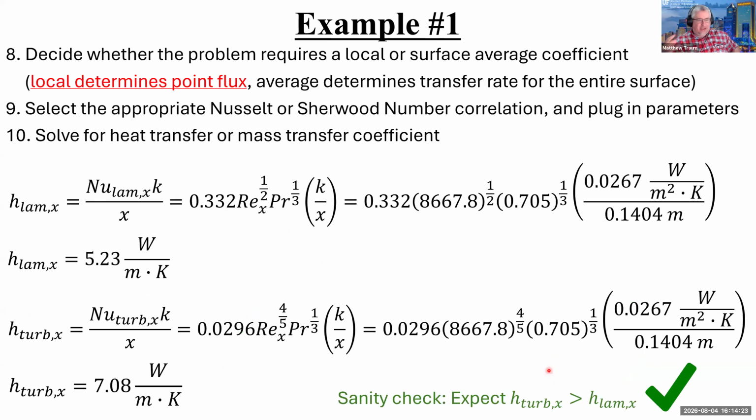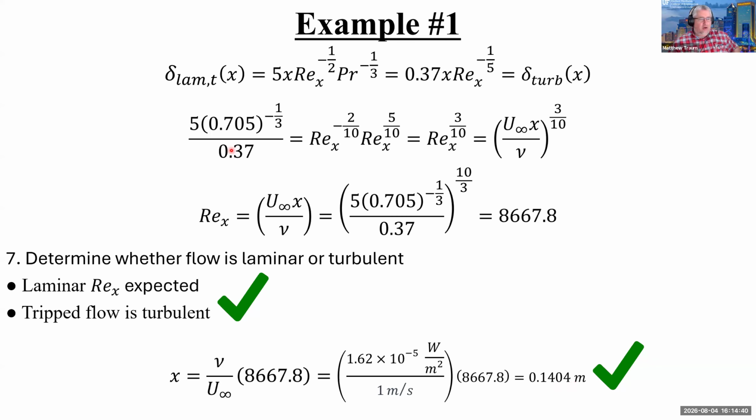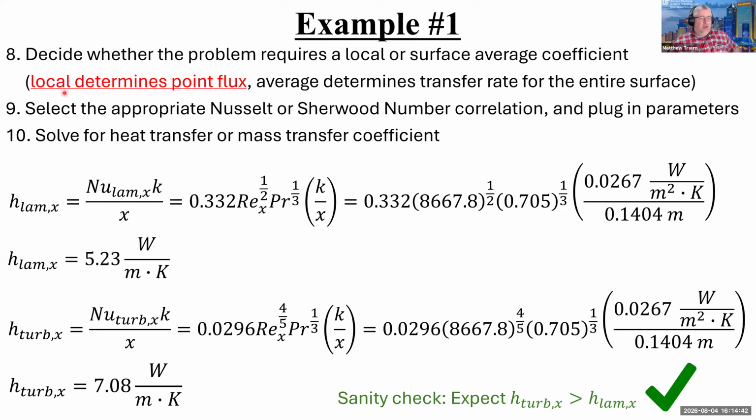I now have to solve the heat transfer part of the problem. So we're asked to decide whether the problem requires a local or a surface average coefficient. Remember that we're asked to find local heat fluxes at a particular location. And so we're going to determine the local Nusselt number, which is going to give us the local h value, which is going to give us the local heat transfer. So I've got local highlighted here in red. We're going to select the appropriate Nusselt or Sherwood number correlation, plug in the parameters, and solve for h.